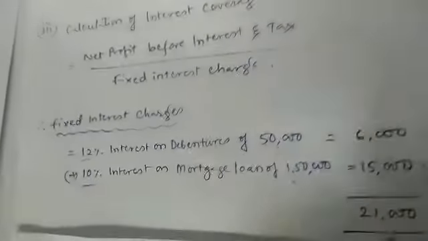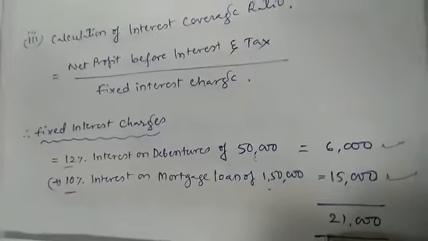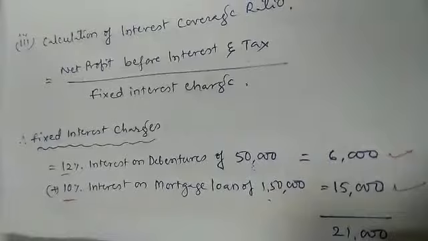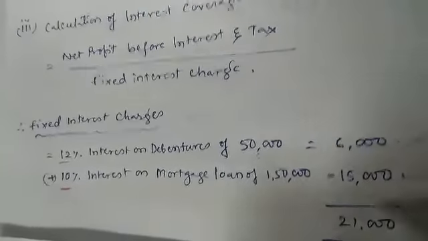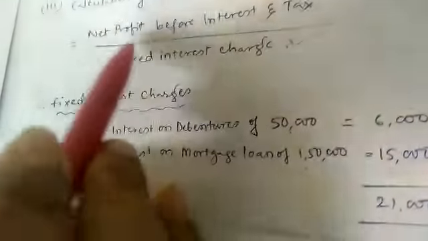So 6,000 plus 15,000 totals 21,000. This is the fixed interest charge on non-current liabilities. So this amount is okay. Next, what about the net profit before interest?